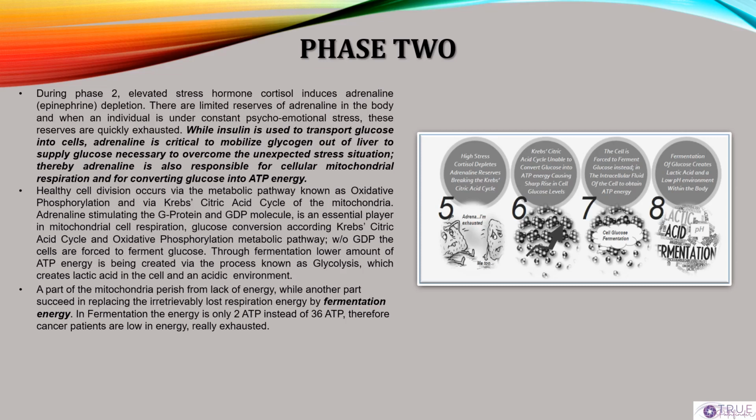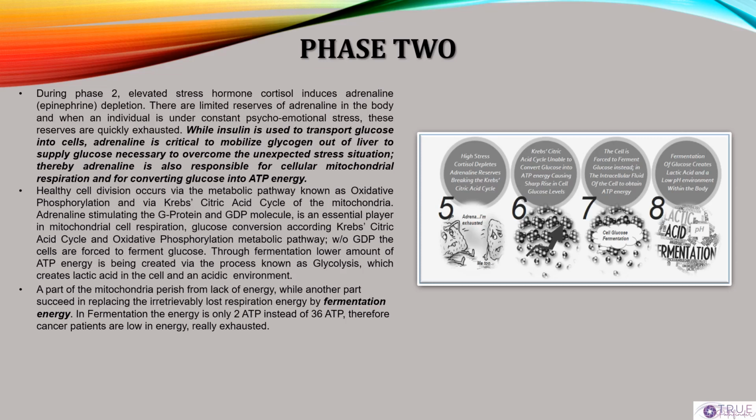So, in the first phase of the development of chronic conditions, we often have the trigger, which is the psycho-emotional unresolved conflict that depletes your melatonin, as we have explained. And then during phase 2, the next domino stone falls over because as a result of the stress, we have elevated levels of the stress hormone cortisol in us, and this induces adrenaline depletion.